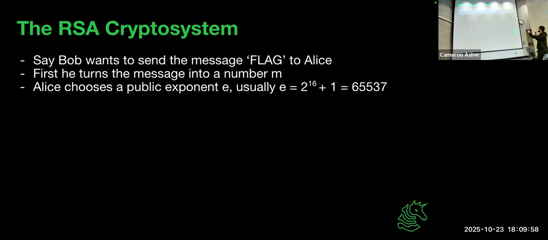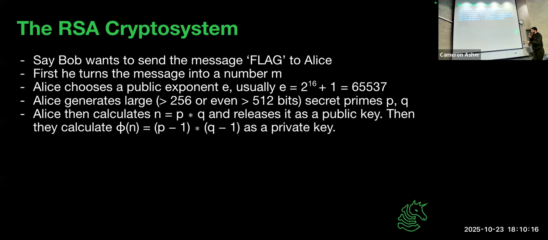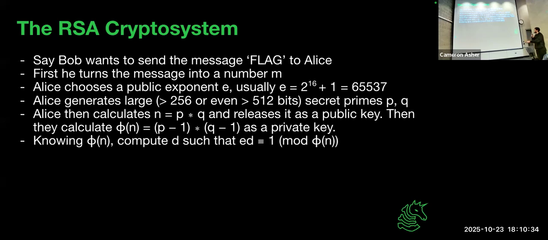an exponent e. Usually you take 2 to the 16 plus 1, just because it's easy to compute since it's a power of 2 plus 1, and it's fine. And then she gets large primes p and q, and she takes n, which is p times q, as the public key, and phi n, which is p minus 1 times q minus 1, can be the private key, because this is how you can compute d.